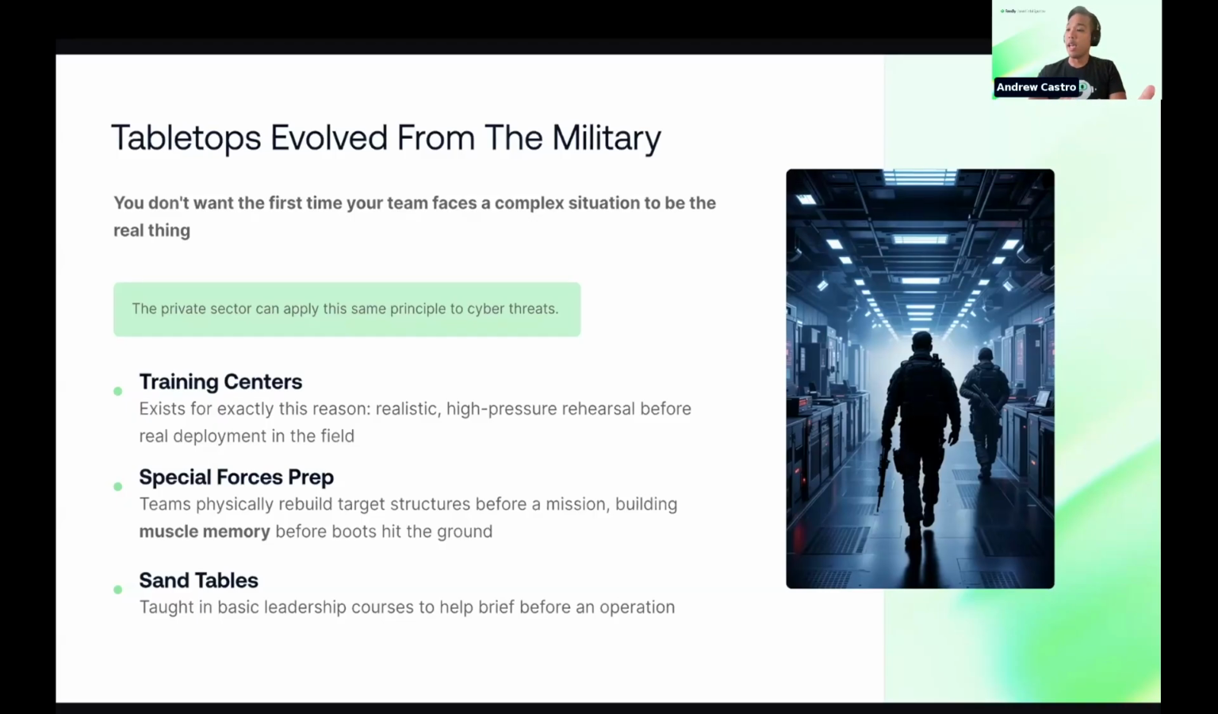So that they could have the muscle memory of being able to say, hey, this is how we're going to sweep this corner, or how we're going to enter this particular room. And so having that muscle memory before the thing happens, right? During OCS, we're taught how to build sand tables so that we can brief before those operations and to build out a visual memory of the space that you're going to be operating in.